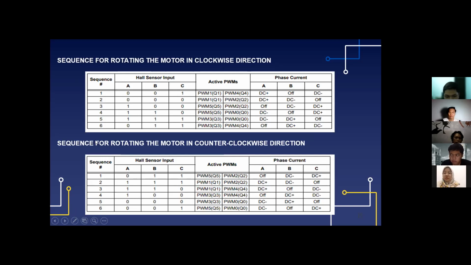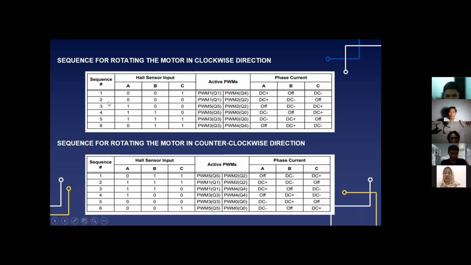So next is the sequence for rotating the motor in the clockwise direction. In sequence number 1, Hall sensor inputs A and B are 0, detecting south, and C is 1, detecting north. The active PWM signals are Q1 and Q4. So phase current A is positive, phase current B is off, and phase current C is negative.